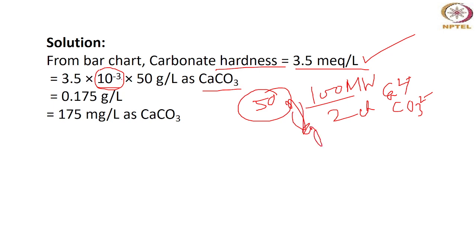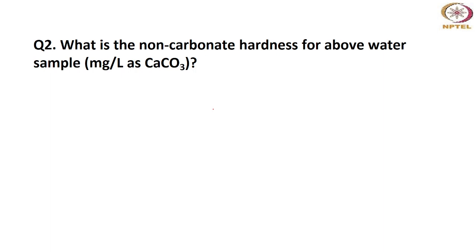And this was in equivalents per liter. The equivalents get cancelled. I am getting 0.175 gram per liter as CaCO3, or 175 mg per liter as CaCO3. So the next question is, what is the non-carbonate hardness for the above water sample in the same unit, mg per liter as CaCO3?